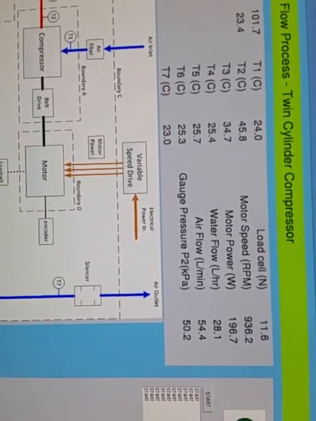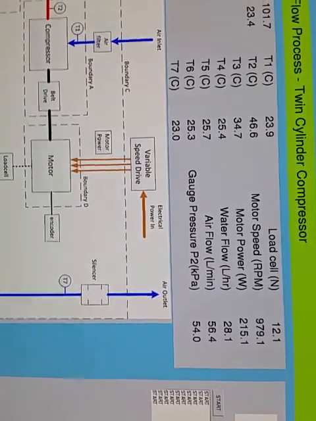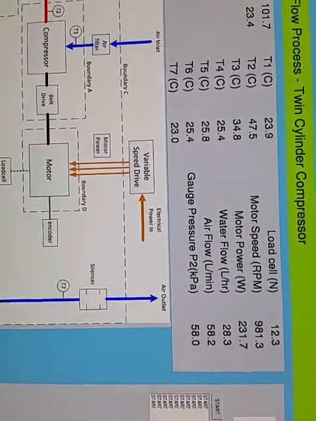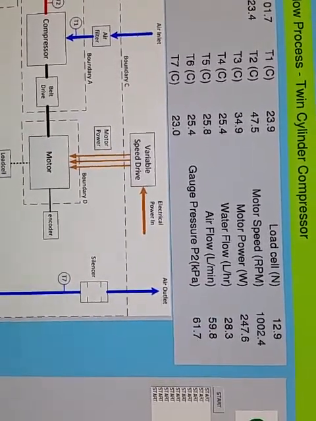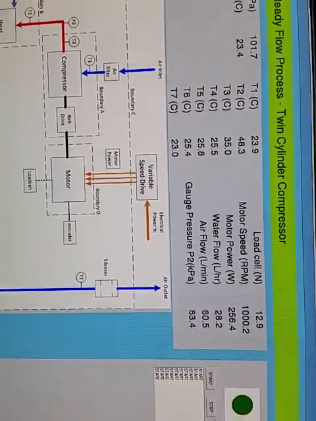As you notice, it's now about 1,000 revolutions per minute.